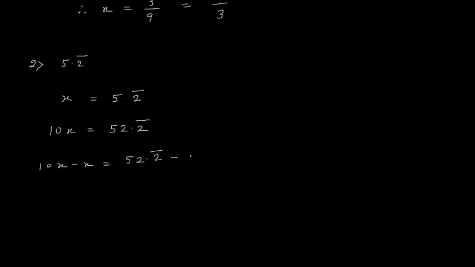minus 5.2 bar. 12 minus 5, 7, and this is 4. So I get 9x is equals to 47. Therefore, I get x is equals to 47 divided by 9. So that is my answer.